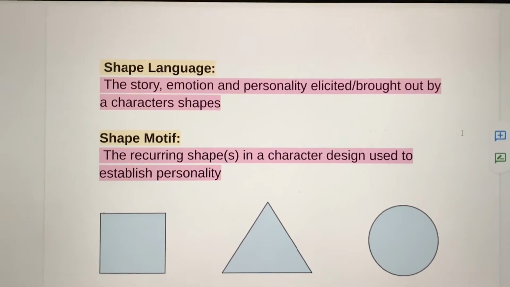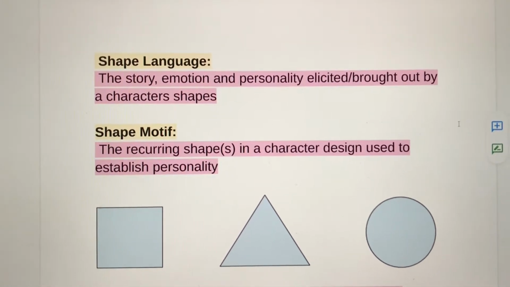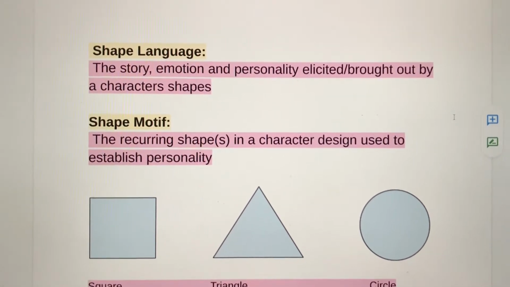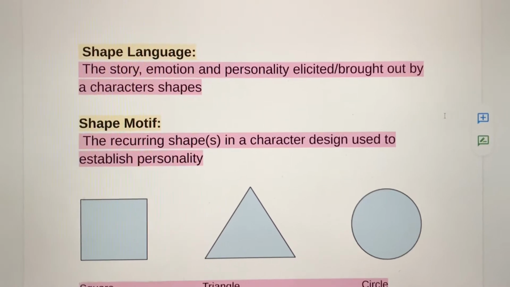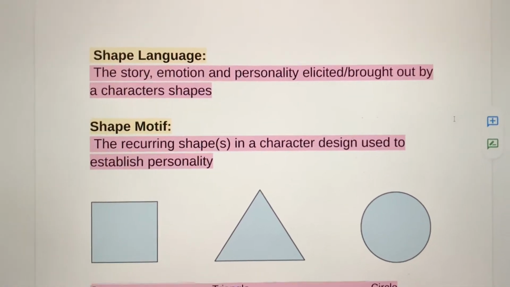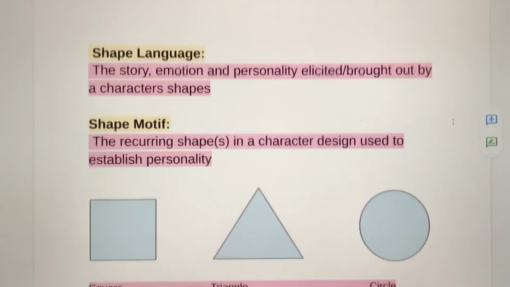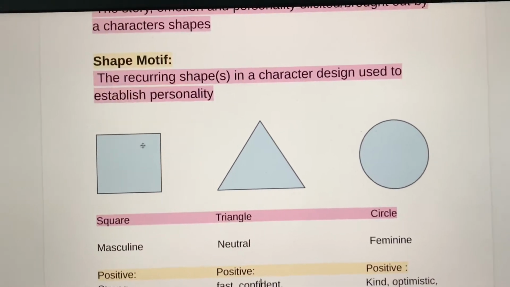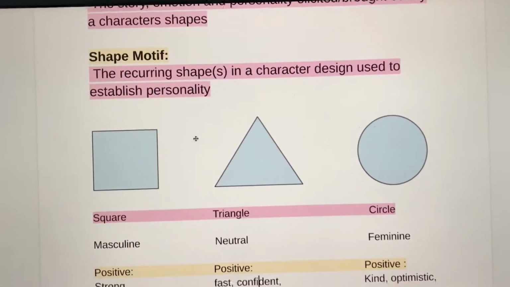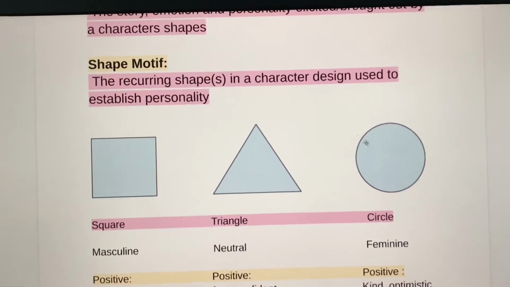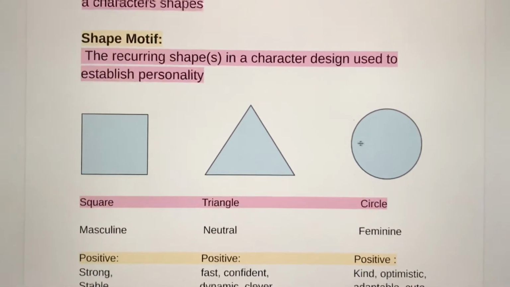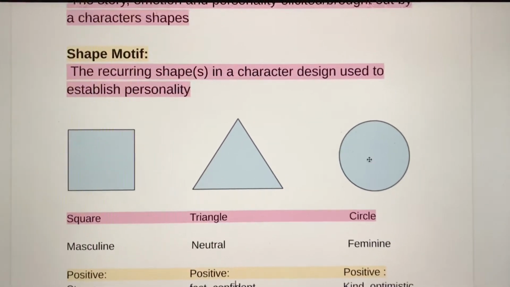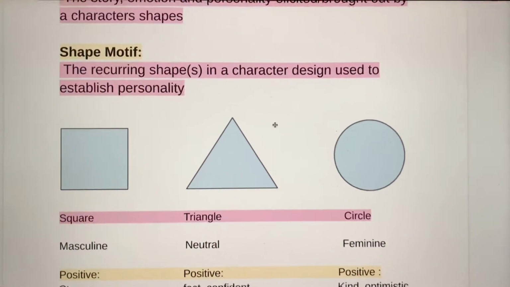So shape language is the story, emotion, and personality elicited or brought out by a character's shapes, whereas shape motif is the recurring shape or shapes in a character design used to establish their personality. In character design, we have 3 main shapes that are used over and over: the square, triangle, and circle. Any other shapes that you have are going to be pretty much a combination of these 3 primary shapes.